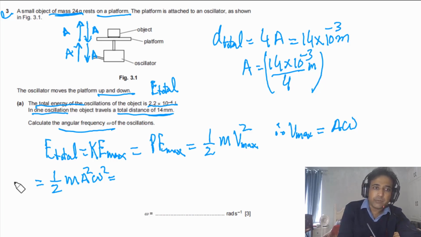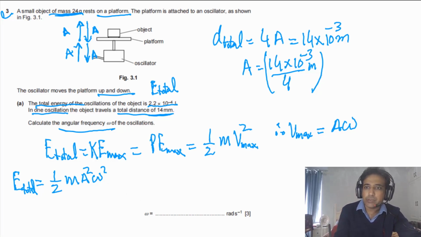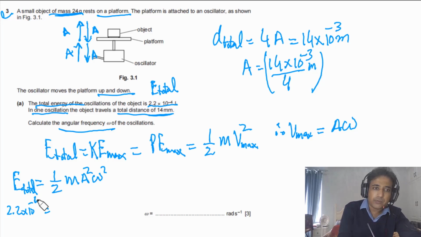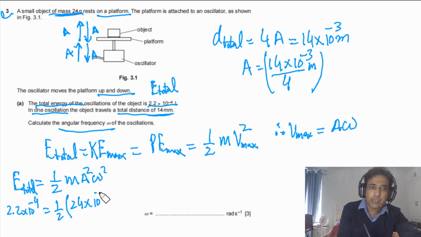Total energy we have, so we can simply first write down here, this is E total. So we can rewrite once, and now we can plug in values. E total is 2.2 times 10 to minus 4 joules. Here we have 1/2, and the mass is 24 grams. So 24 times 10 to minus 3, so this is in kgs.